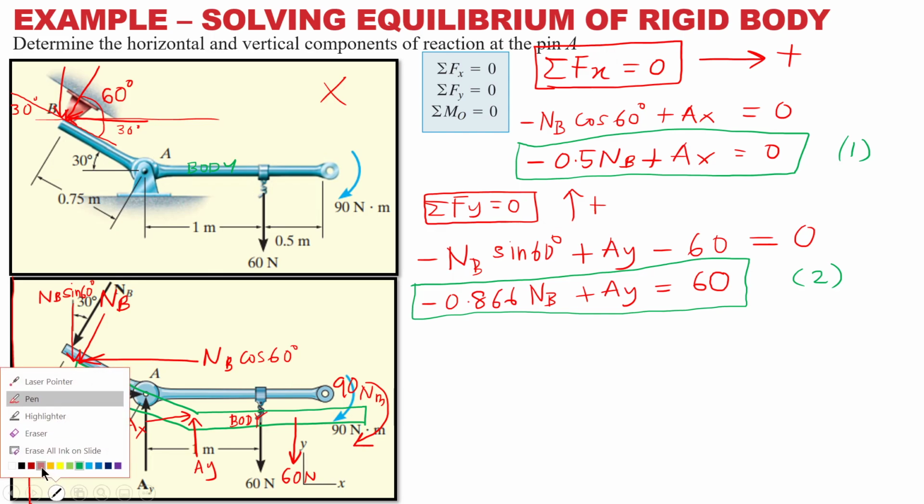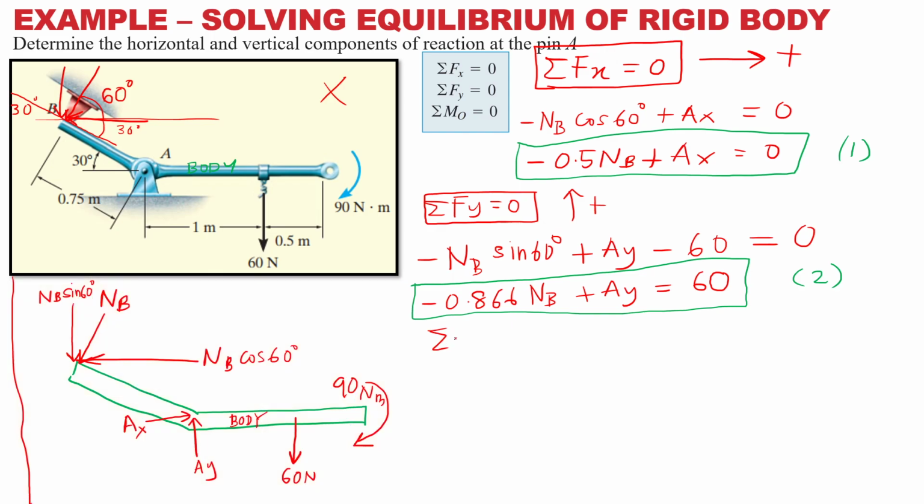Finally, let's solve the summation of moments. Which is the best point? For the summation of moments, we should take the point with the most unknowns. The most unknowns are at A. It has 2 unknowns: AX is unknown, AY is unknown. So look, take moments at A. Summation of moment at A is equal to 0. Counterclockwise is positive.